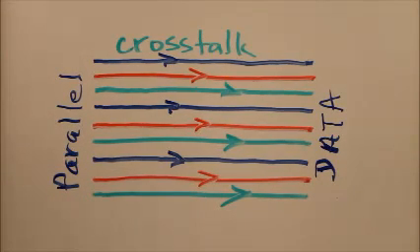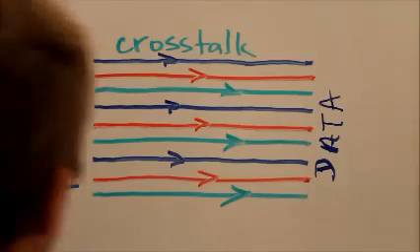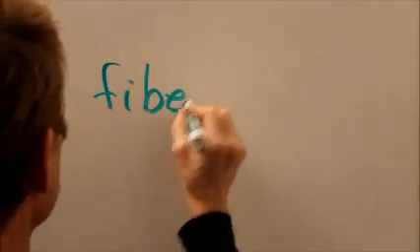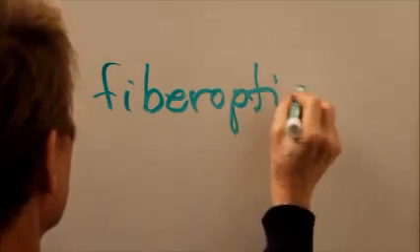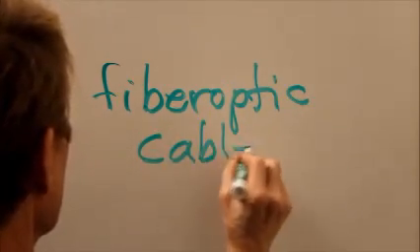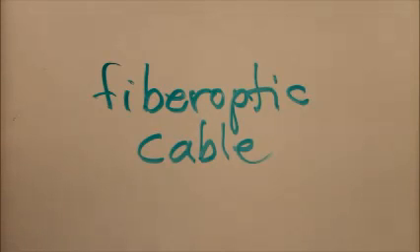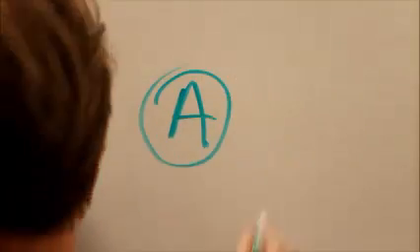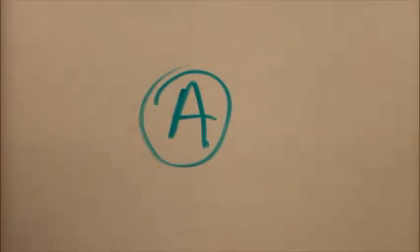A more popular and common way these days to get rid of this problem altogether is to use a fiber optic cable. You can Google on that one or look it up in Wikipedia, and you'll get a good education about that kind of technology. But in any case, the answer to this question is A. Crosstalk is a problem in which the signals in a parallel data cable can sometimes interfere with each other.